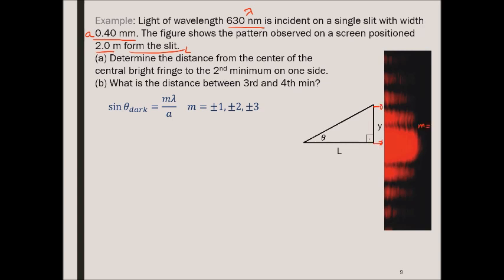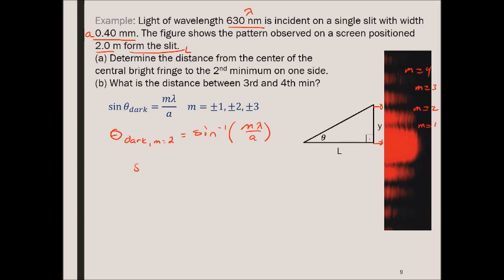This would be m is equal to 1, m is equal to 2, and then we're going to find the distance between m is equal to 3 and m is equal to 4. So start out with the equation that we have derived thus far. The first thing I want to do is find the angle, theta dark, to that second minima. So theta dark with m is equal to 2 is equal to the inverse sine of m lambda over a.